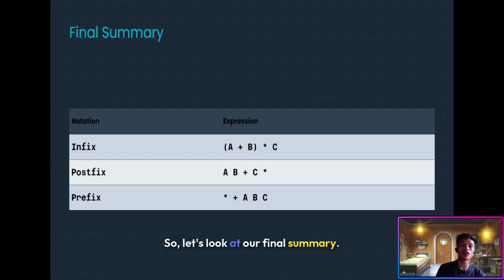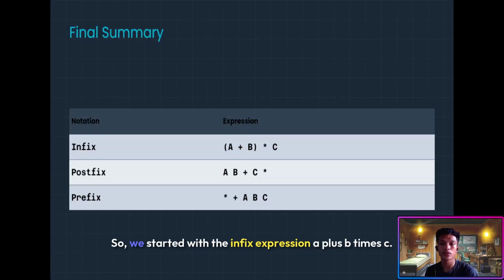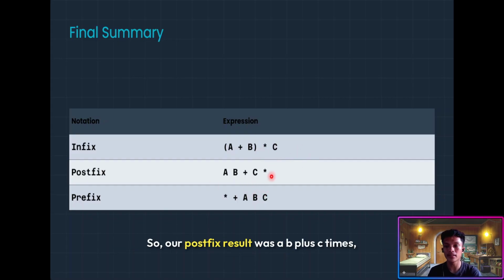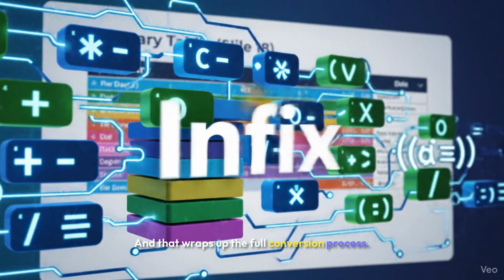So let's look at our final summary. We started with the infix expression A plus B times C. Our postfix result was A B plus C times. And our prefix result was times plus A B C. Do you notice how the operands A, B, and C stay in the same order relative to each other? Only the operator moves. And that wraps up the full conversion process.